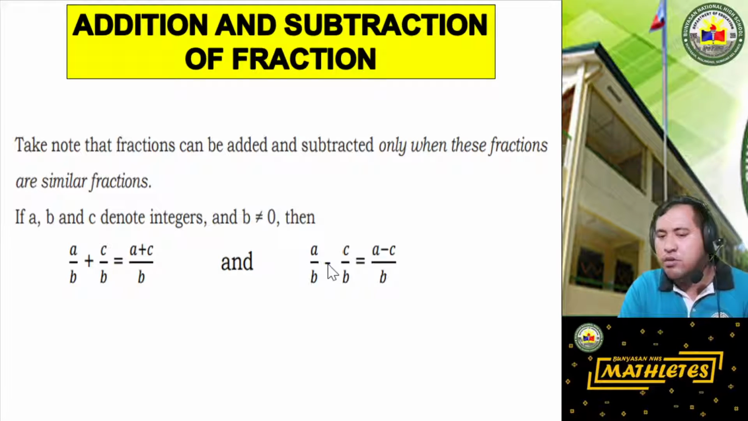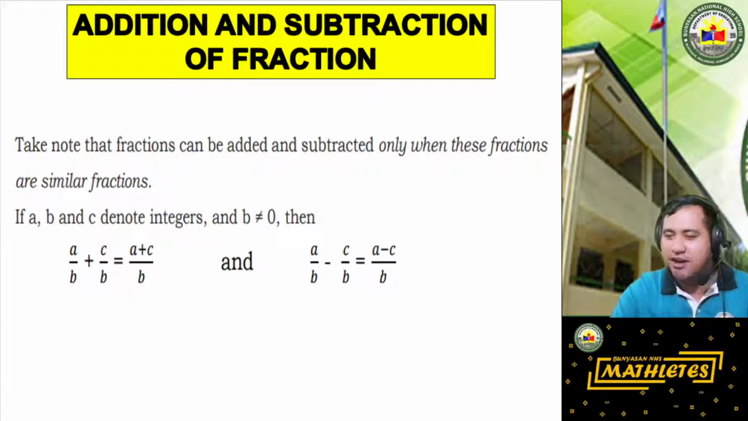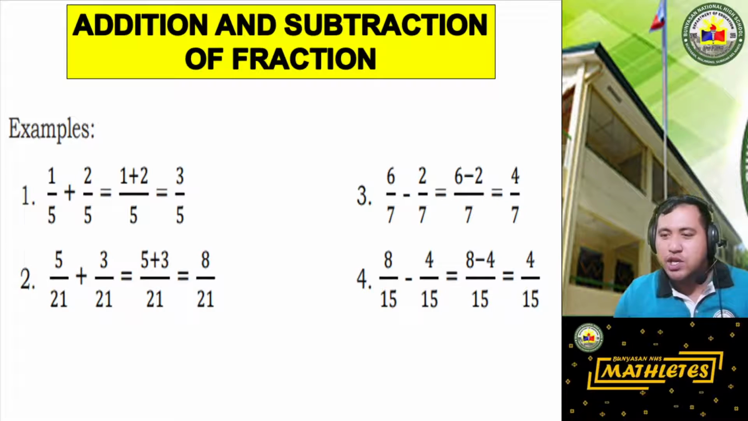Same as in subtraction of similar fractions. We have a over b minus c over b is equal to a minus c over b. As you observe, only the numerators are subtracted, but the denominator is just copied. Okay, these are examples of adding and subtracting fractions, in particular similar fractions.